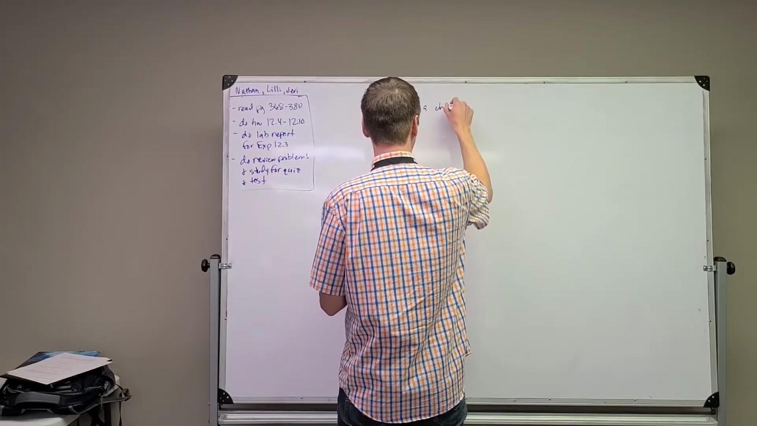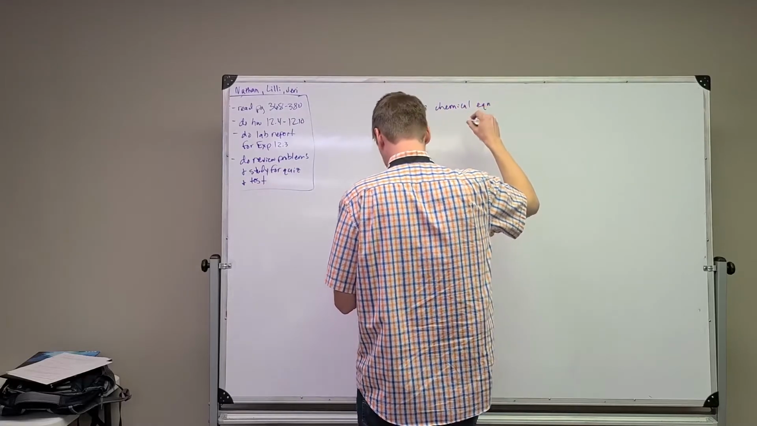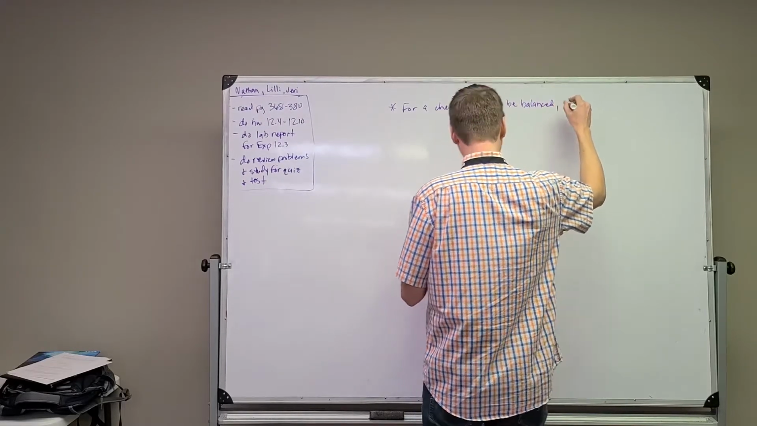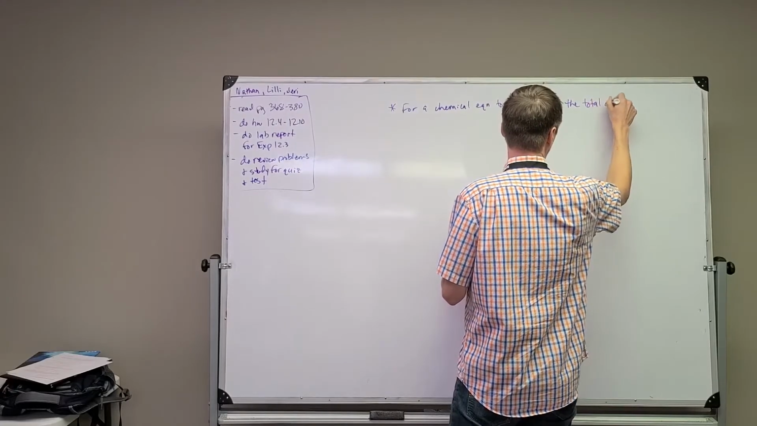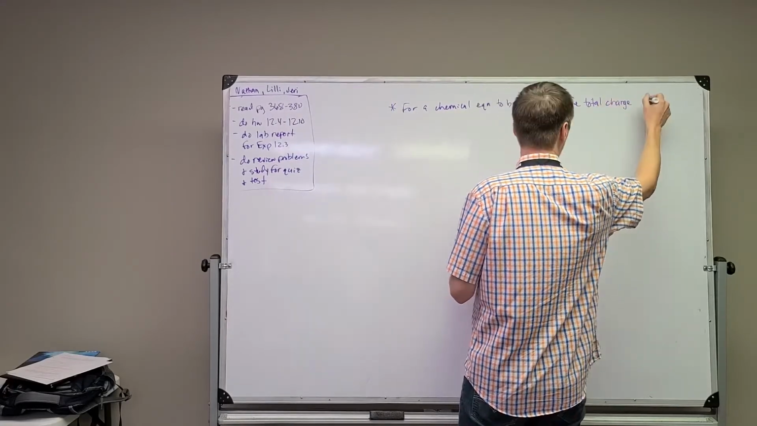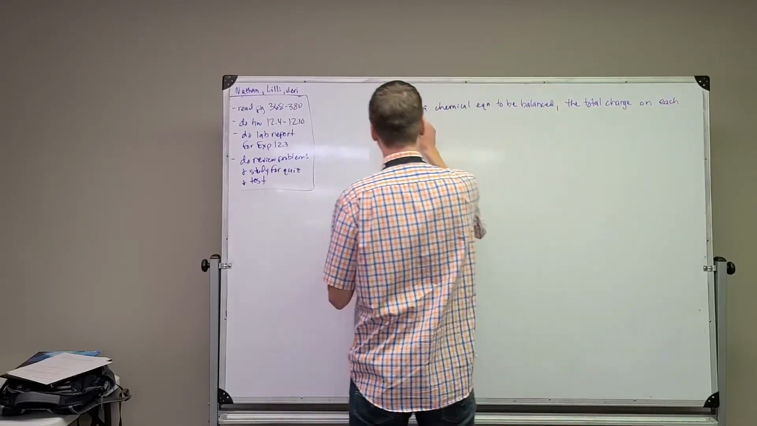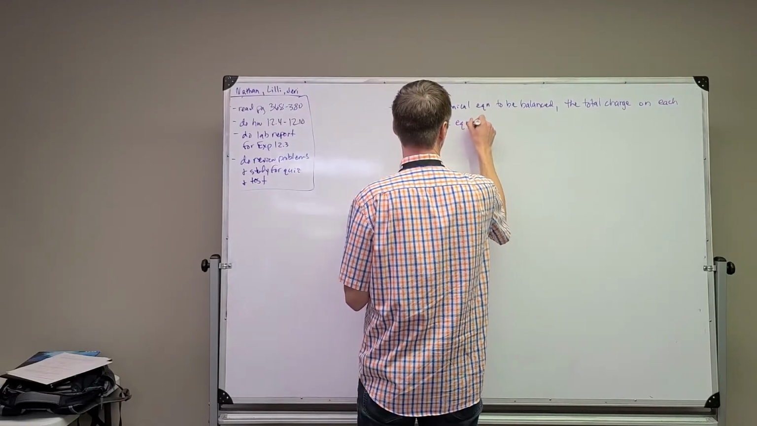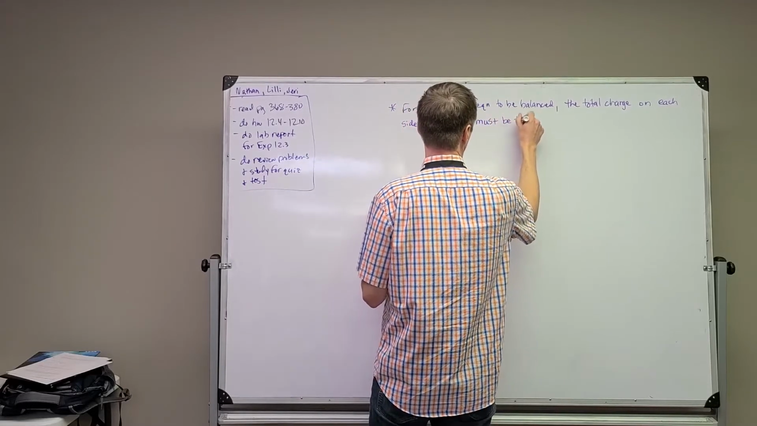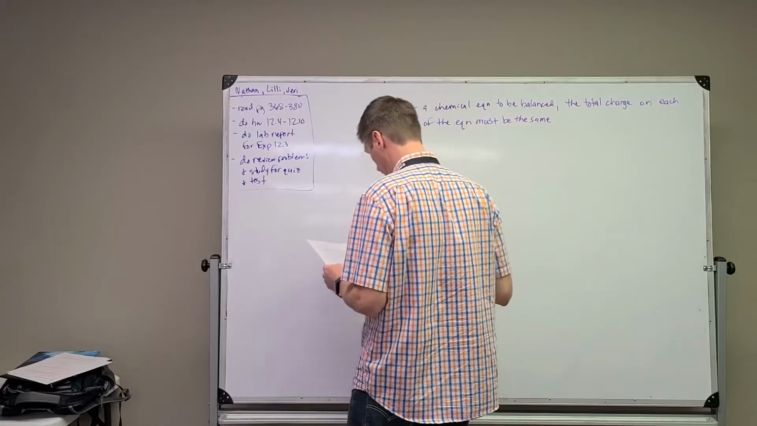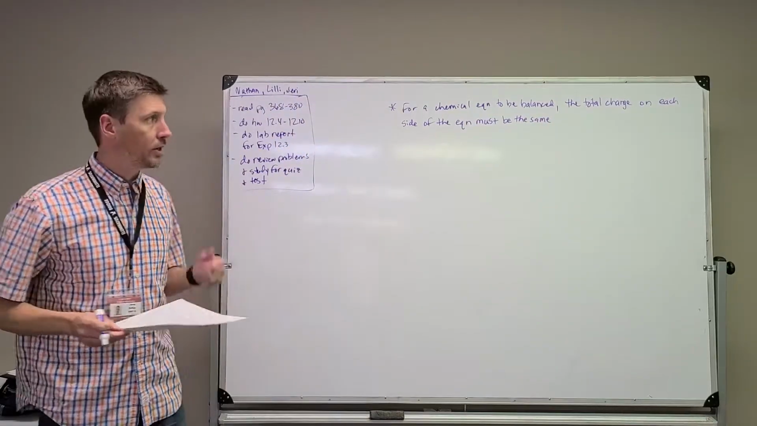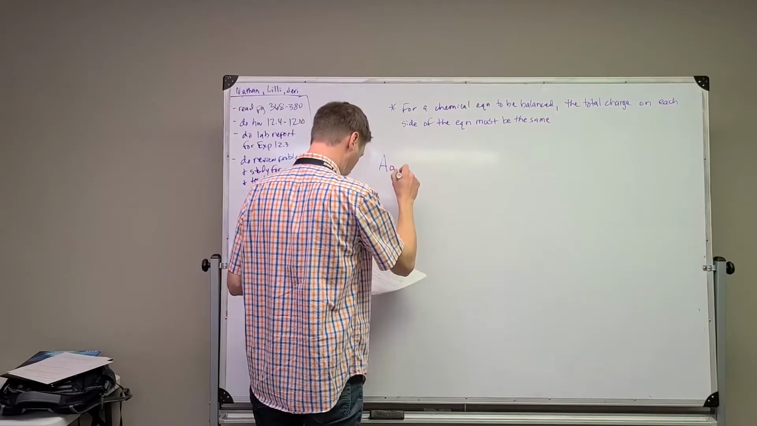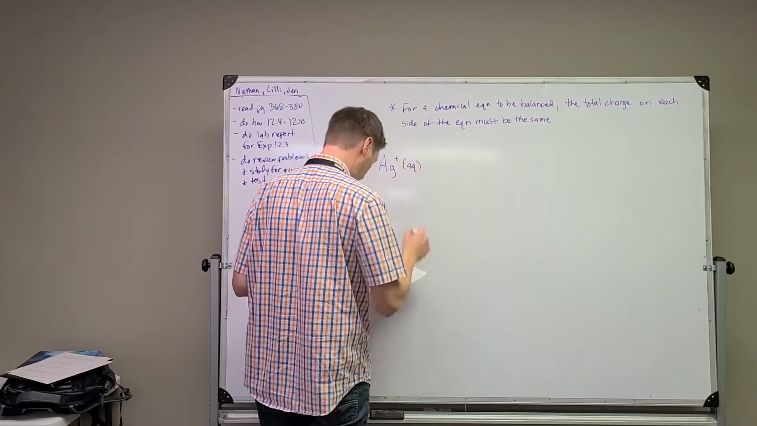So for a chemical equation to be balanced, the total charge on each side of the equation must be the same. Matter can't be destroyed, so we need the same number of electrons on each side of the equation. So I'm going to write down a reaction here. You're finishing up copying that.